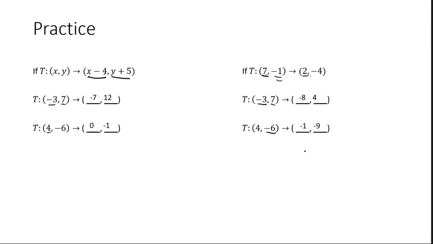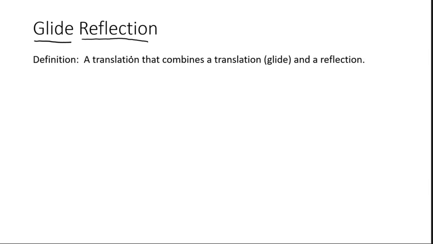Now one more thing we need to finish off with, and that is what we call a glide reflection. A glide reflection is basically a combination of transformations. We see the word glide. Remember that was another term we gave to a translation. So what we have is a translation with a reflection, both put together into one motion. All right, so that's our definition. It's a transformation that combines a translation, or a glide, and a reflection.